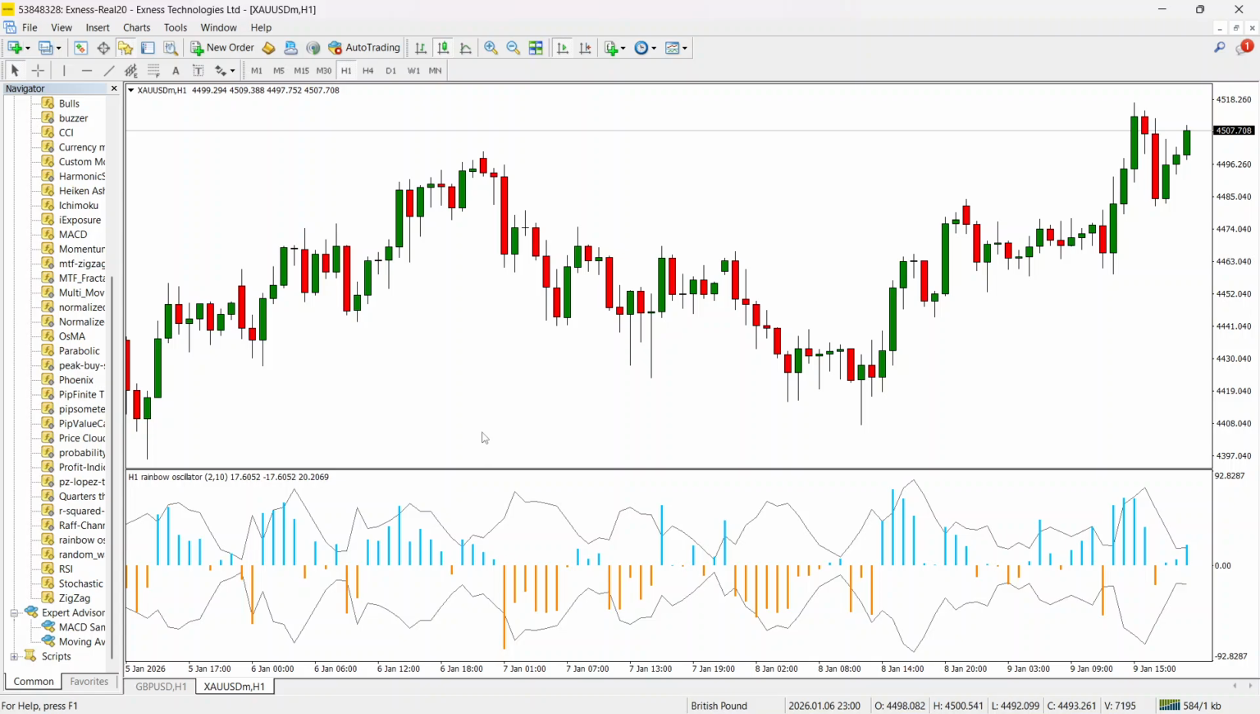This overview highlights how the multi-layered, color-coded moving average approach can simplify reading momentum shifts and trend conditions.